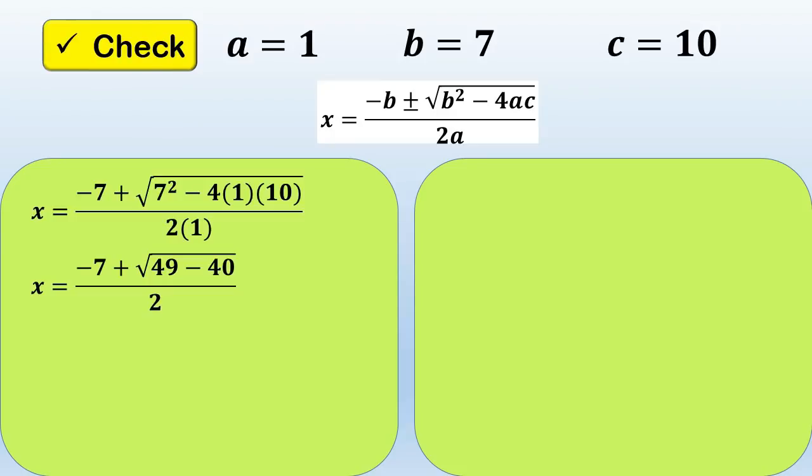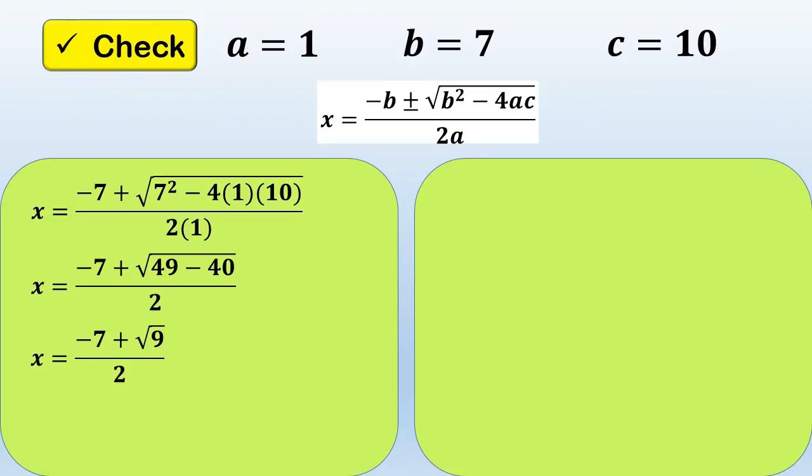4 times 10 is equal to 40 over 2 times 1. So the answer is 2. So let's simplify the radicand. So x is equal to negative 7 plus square root of 49 minus 40. So the answer is 9 over 2. Since 9 is a perfect square, so let's square it.